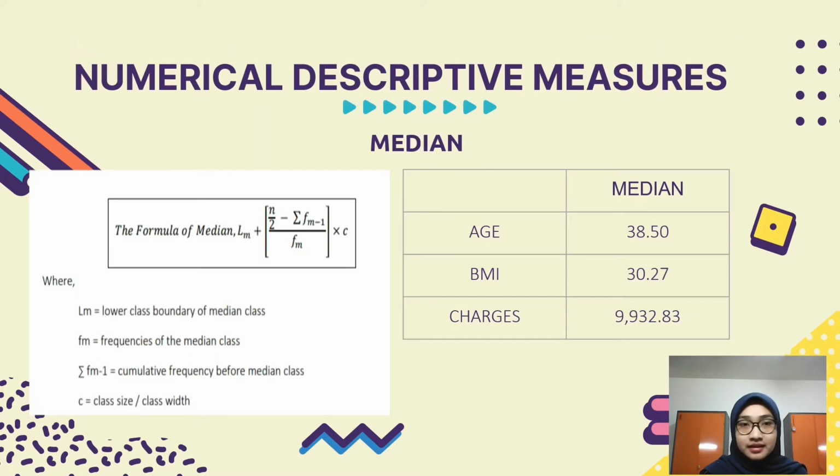The second is median. The median is the middle number in a sorted ascending or descending list of numbers and can be more descriptive of the data set than the average. When there is an odd number of data entries, the median is the middle value in the order. If there is an even number, the median is the mean of the two middle data entries. Below is the formula for grouped data. Median for age is 38.50, BMI 30.27, charges 9932.83.